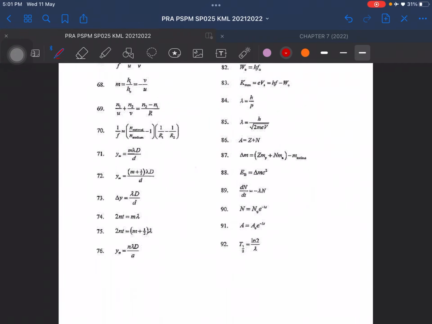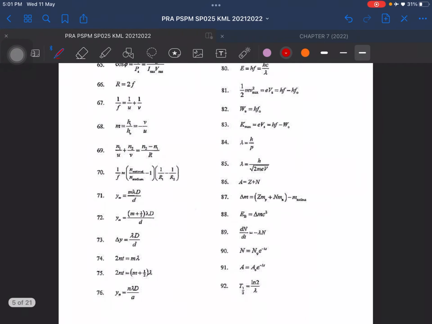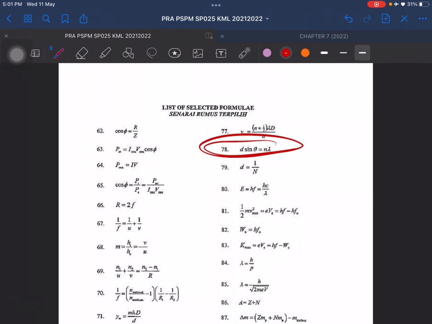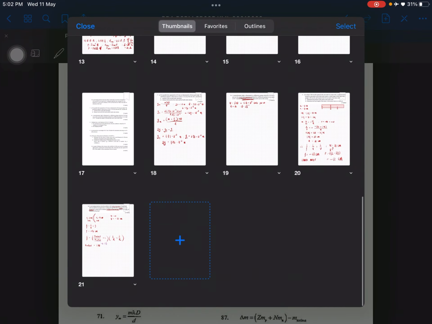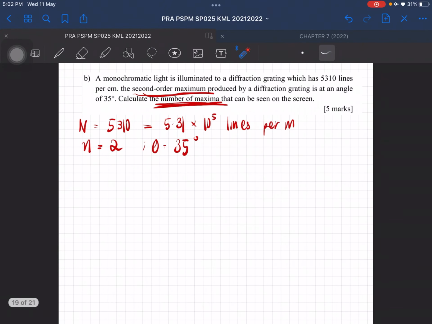I think it's d sine theta. This one. Okay, so n is the number of lines you can see on the screen, either maxima or minima. Alright, okay, so now we are looking for the number of maxima. So for the number of maxima, first we are going to use the equation d sine theta equal to n lambda. Okay, so now what do we have?